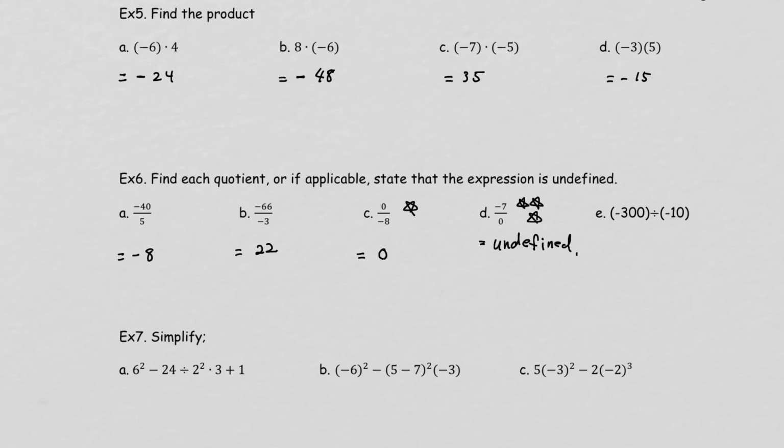This one, you're actually dividing. So this is the same as negative 300 divided by negative 10, right? So negative makes it positive. 300 divided by 10 will be 30.